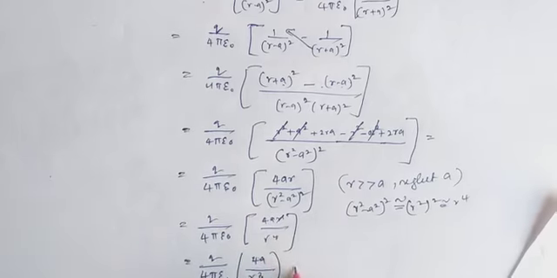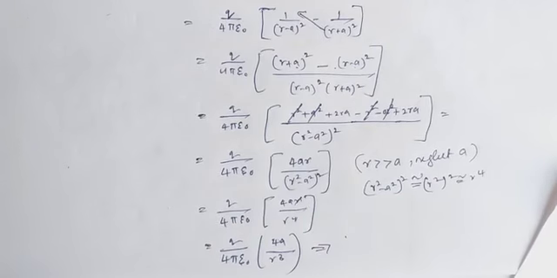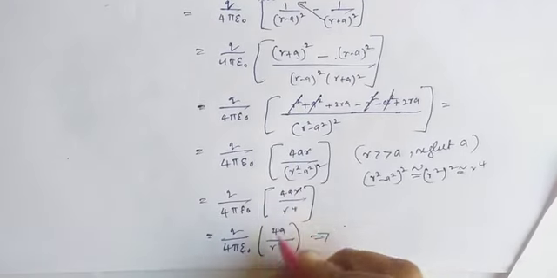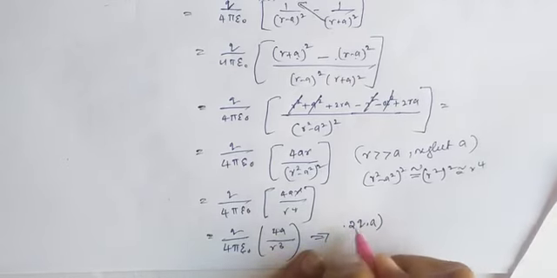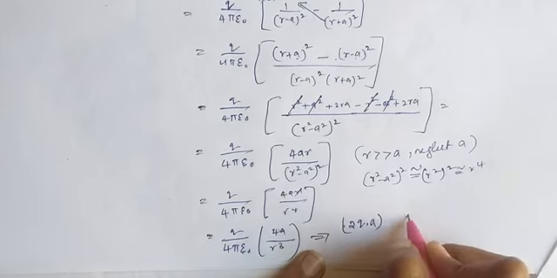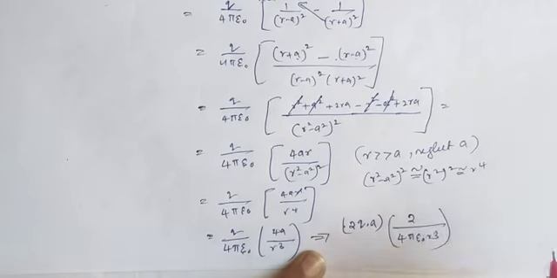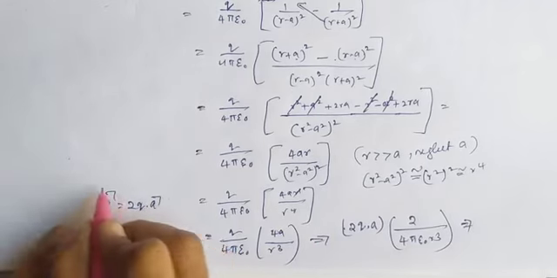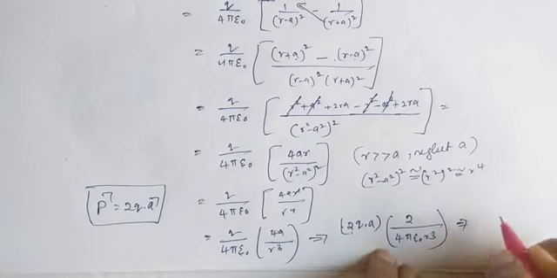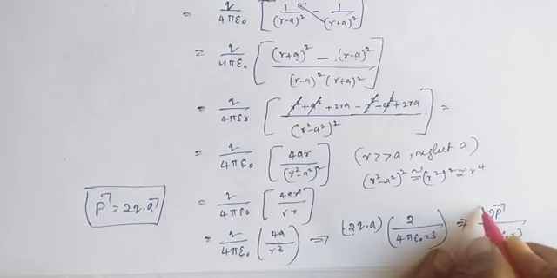It can be written as 2Q into A into 2 by 4 pi epsilon naught R cube. Already we know that the dipole moment p is equal to 2Q into A. This is the dipole moment. So here it can be written as 2p by 4 pi epsilon naught R cube.